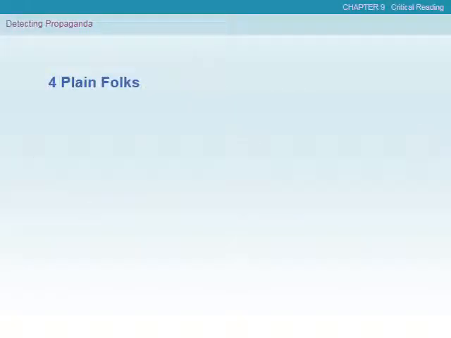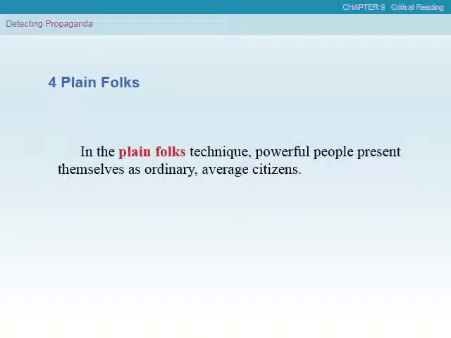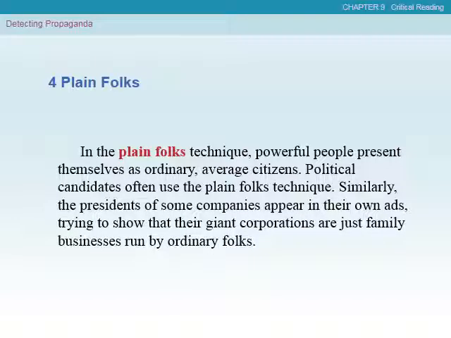Okay, the next one is plain folks, and this is on page 343. Plain folks is when powerful people present themselves as ordinary, average citizens. Political candidates often try to do this, right? Most of the political candidates, if you look at the Republican debate or even the Democratic debate, are people who are really wealthy and who have lived lives that are different from the majority of people. But what they try to do is appear in their ads like they're just ordinary folks.